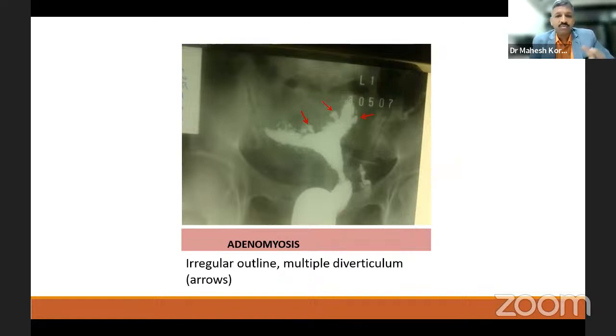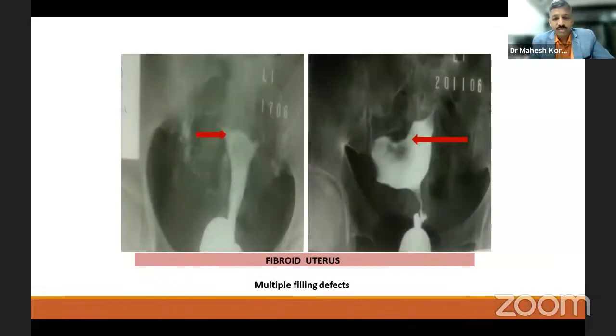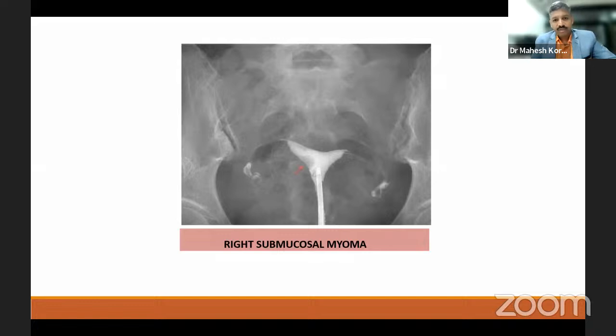So even a simple HSG can diagnose a complicated disease like adenomyosis. So irregular outline with multiple diverticula. You can see the extension that's in adenomyotic uterus. You can see filling defects in the HSG. These filling defects here and filling defects here are suggestive of the fibroid uterus. So there are multiple filling defects you will see in case of fibroid uterus. This is again a fibroid. You can see the arrow mark here. This right submucosal myoma you can see.